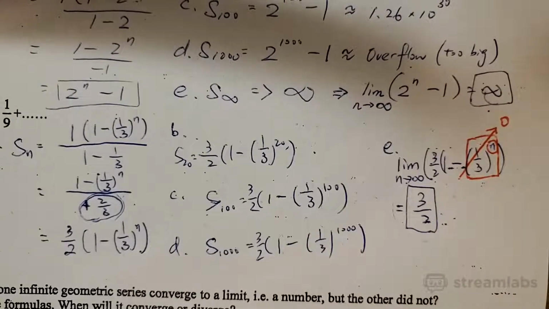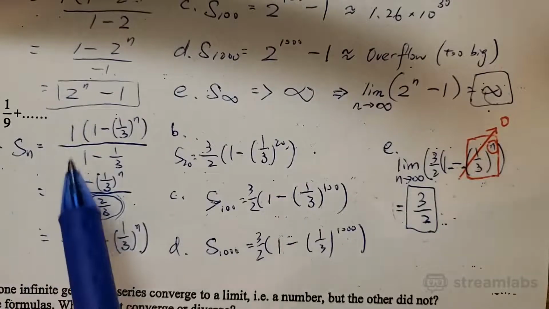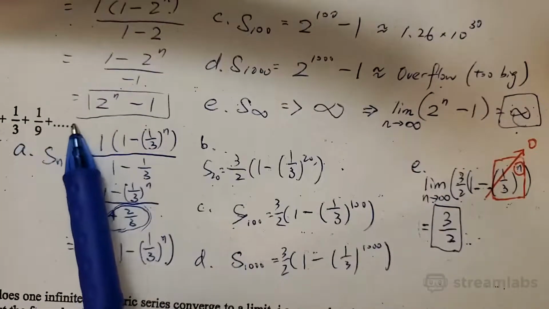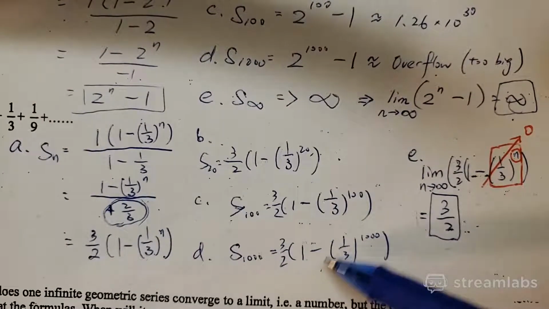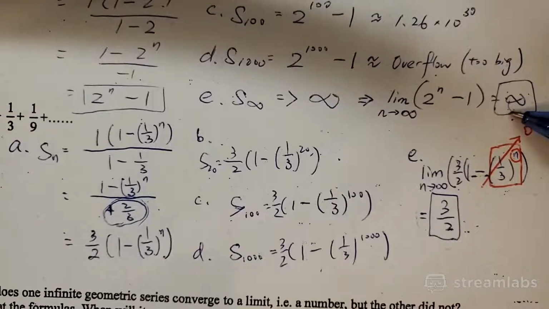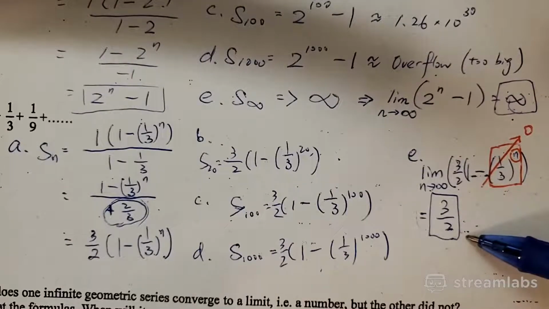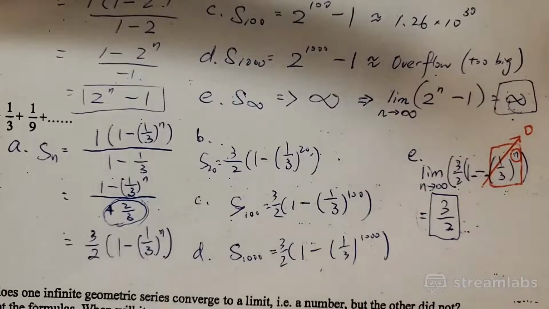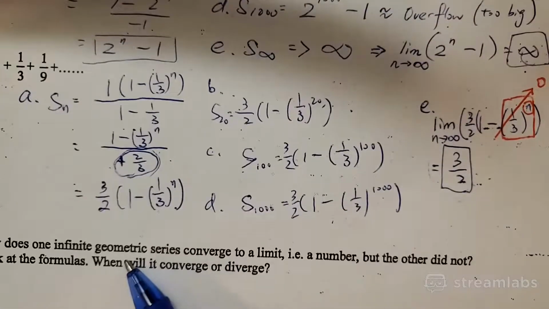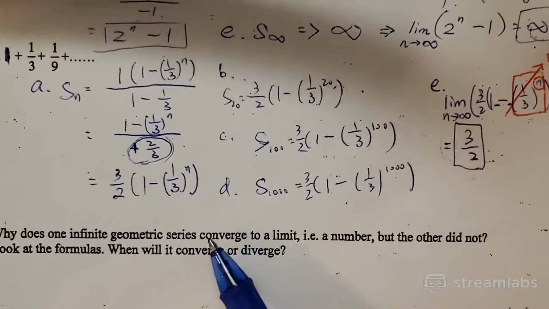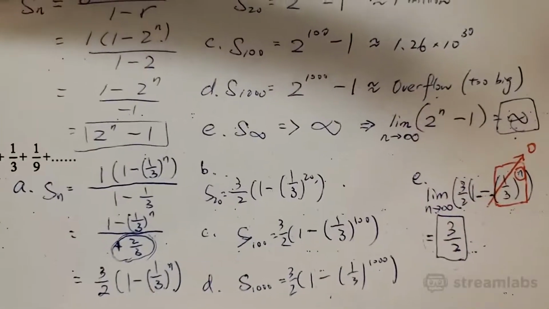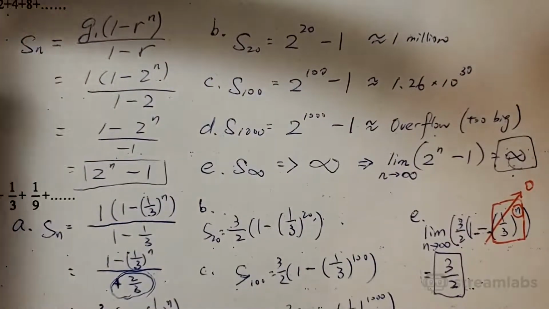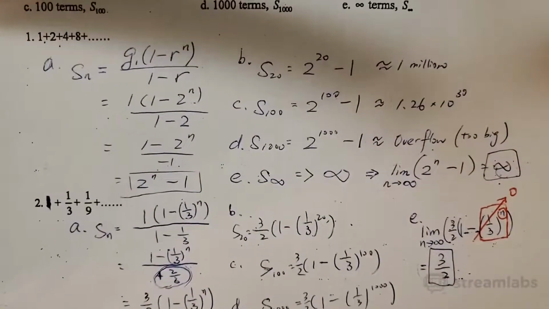Two things. First, that means even if you keep adding something, eventually you're going to get a number for this case, unlike the first case we had, which goes to infinity. So in other words, this converges to 3/2, this diverges to infinity. So why does one infinite geometric series converge and the other diverge? What will determine when an infinite geometric series converges or diverges? Let's take a bigger look.